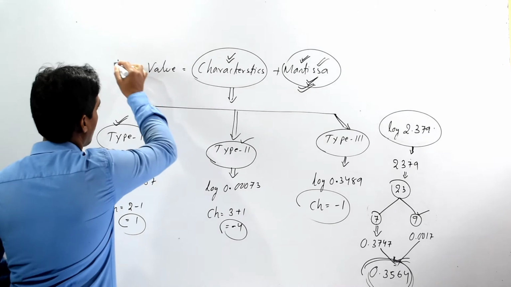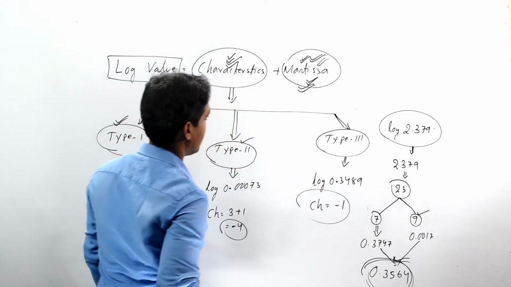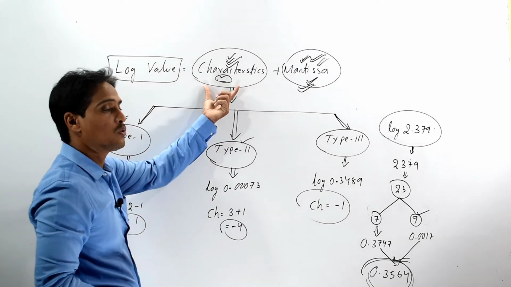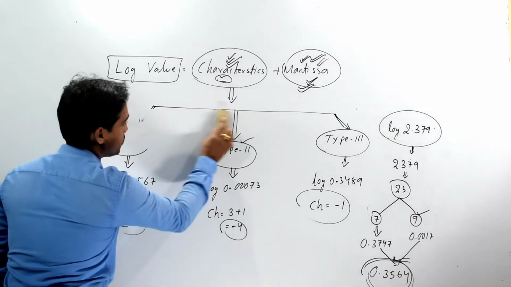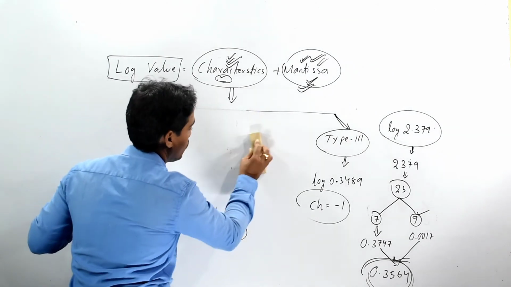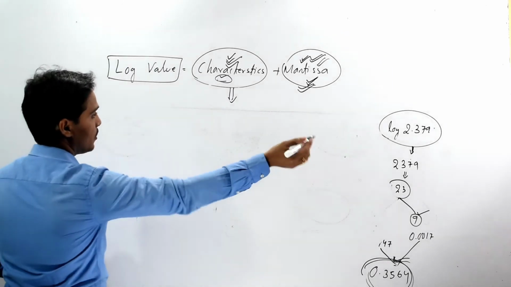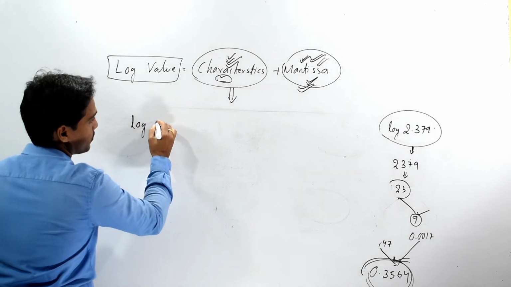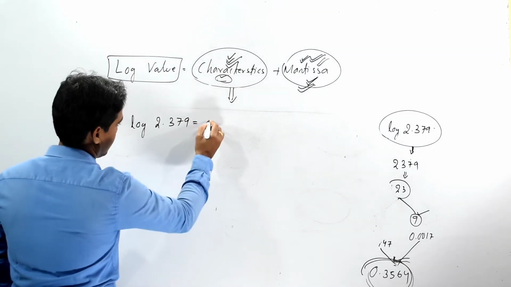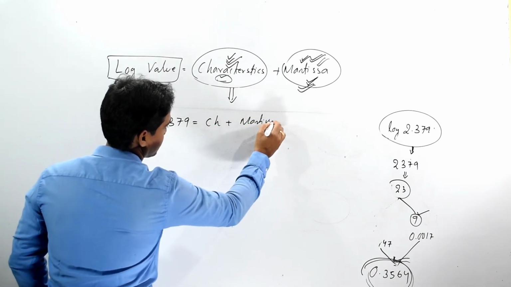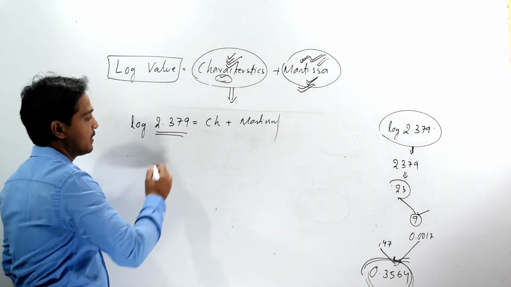So in order to find out log value, we should add the value of the characteristics and the value of the Mantissa. Here the characteristics value is obtained through the inspection, but in case of Mantissa value, we must read the log tables. So now we should find out the value of log. That means by considering both Mantissa and characteristics, we should find out log value. Suppose we should find out log of 2.379. Here characteristics plus Mantissa. So the characteristics value of 2.379 belongs to our type 1 category.